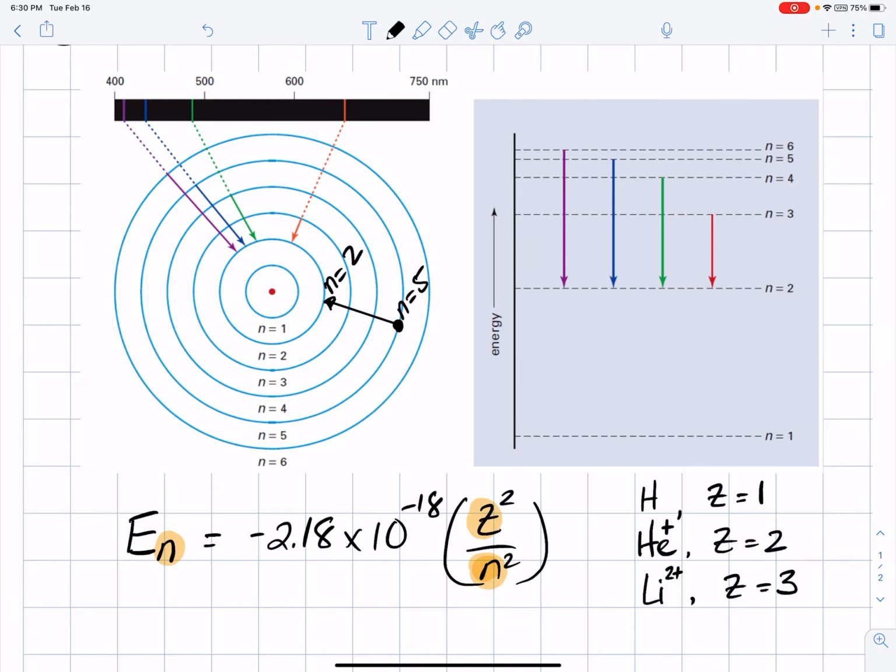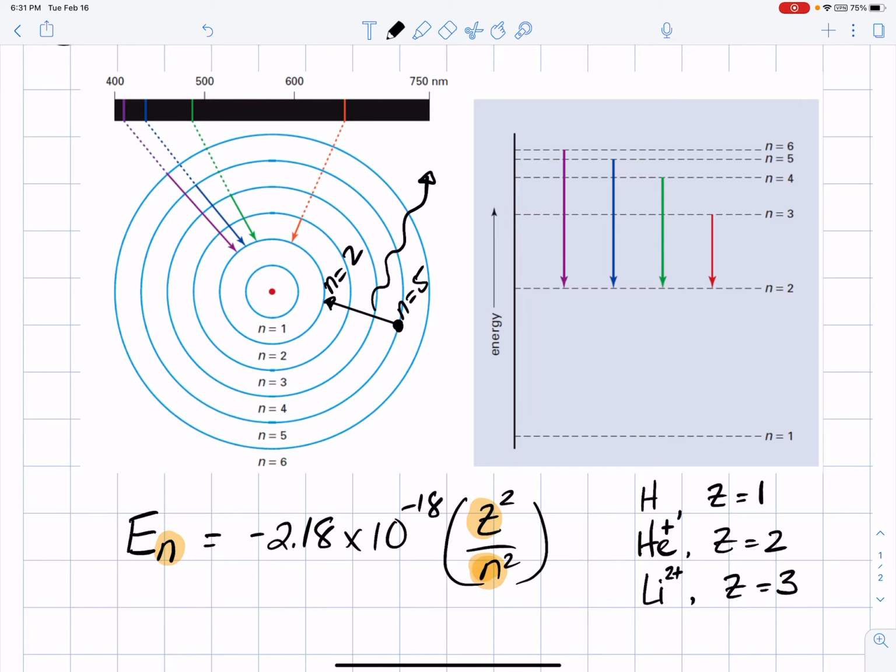Now, what happens if it falls from a higher level back to a lower level? Well, in that situation, it must lose energy, and the energy that it loses comes out as electromagnetic radiation, and we can detect that. Sometimes we can see it if it's in the visible region. It might show up as a color, or we could detect it in the infrared region or the ultraviolet region of the spectrum, etc.